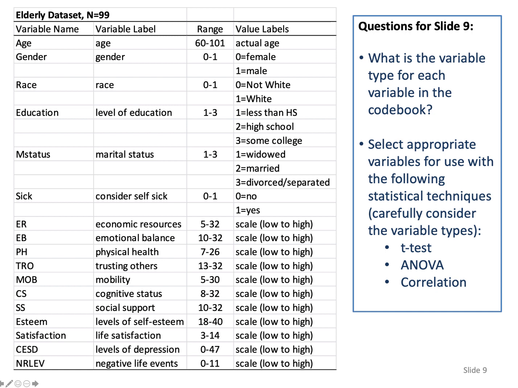Select appropriate variables for use with the following statistical techniques. Carefully consider the variable types as you've outlined them above. Which variables could you run a t-test on? Which variables could you run an ANOVA on? And which variables would be appropriate for correlation? Stop the video and take the time to define each variable type, and then also come up with the combinations of variables that could be used for each of these tests.